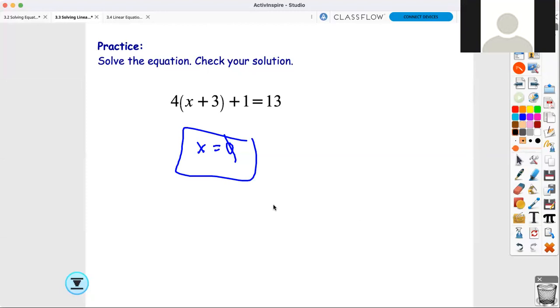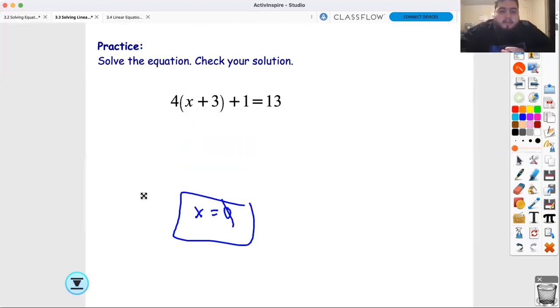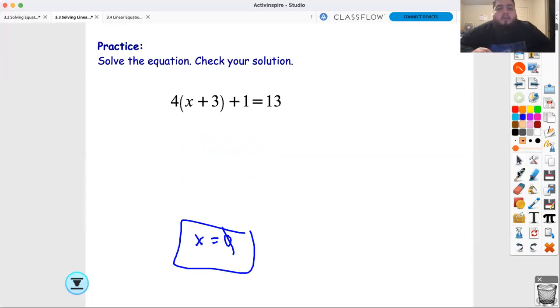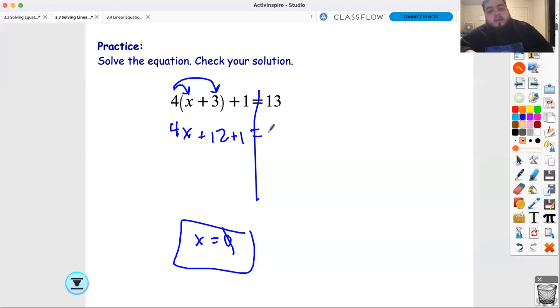Yes, we can. So let me go ahead and move this on here. So let's go ahead and go over the first one, right? So the first thing we want to do when we have an equation is step one: if there's parentheses, distribute. We do have the parentheses. So 4 times x is 4x. 4 times 3 is 12. Bring down the plus 1, right? Combine like terms is next, right? 4x plus 13 equals 13.